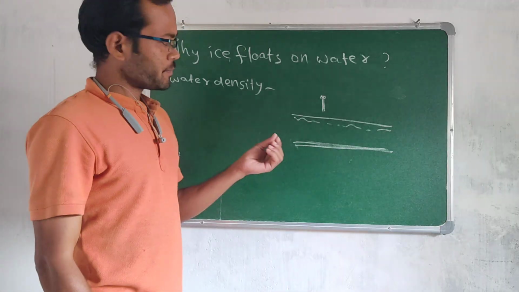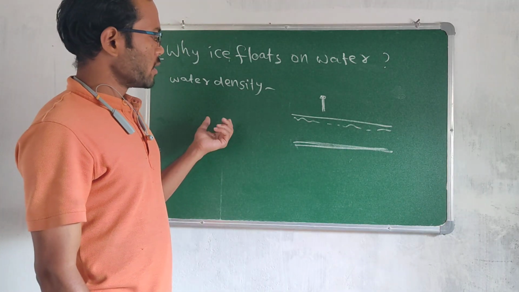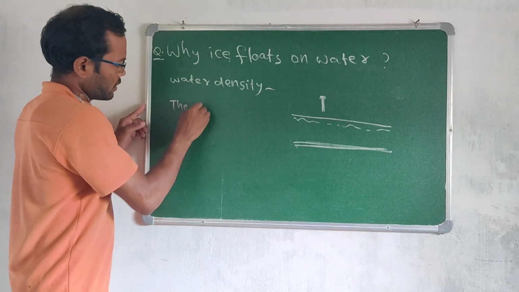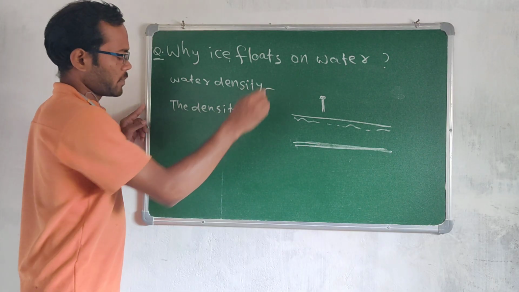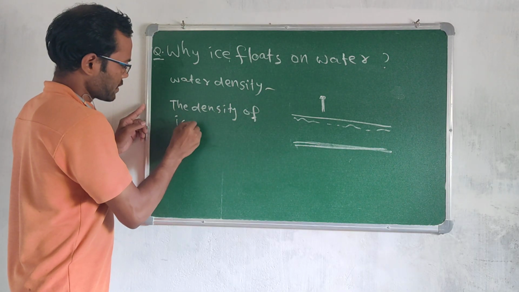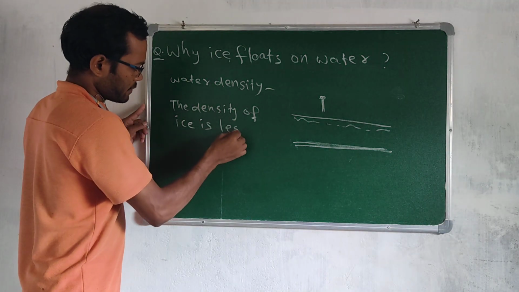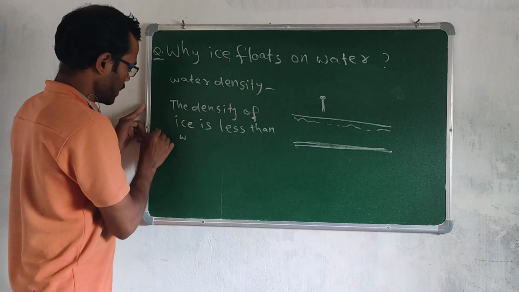But like ice, why does ice float in water? Because the density of ice is less than liquid water.